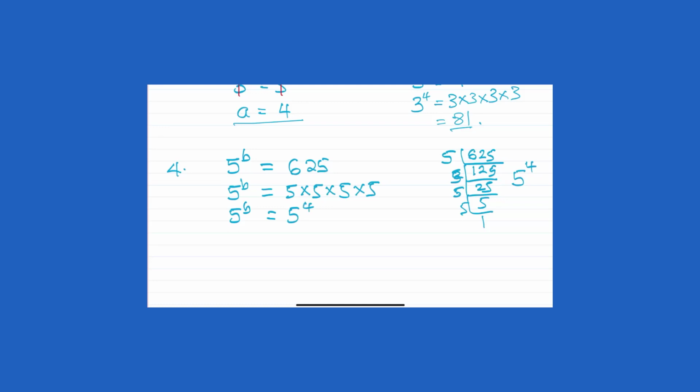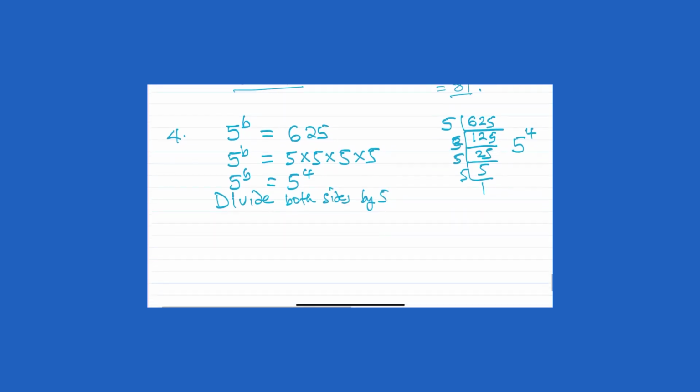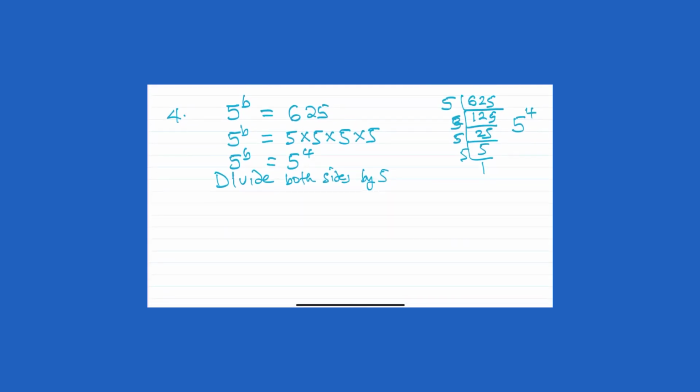Now, the same thing we did prior, that's what we are going to do again. Divide both sides by the base value. So divide both sides by 5. So when we do that, we're going to have something that looks like this: 5 to the power of b, 5 to the power of 4. And this base value will cancel out, and we're going to be left with b equals 4. And that will be our final answer.